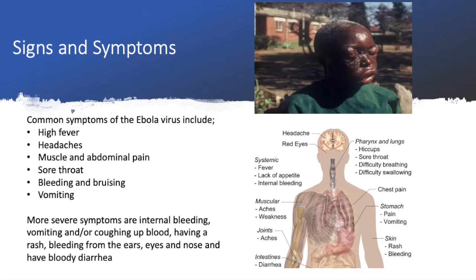Signs and symptoms. The common symptoms of Ebola virus include high fever, headaches, muscle pain, sore throat, bleeding, and vomiting. More severe symptoms are internal bleeding, vomiting, coughing up blood, having a rash, bleeding from the ears, eyes, and nose, and having bloody diarrhea.